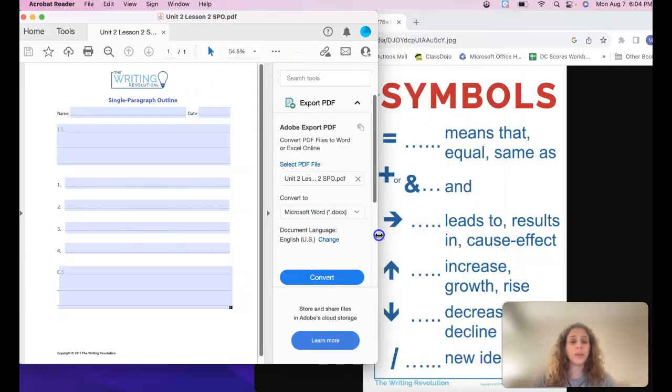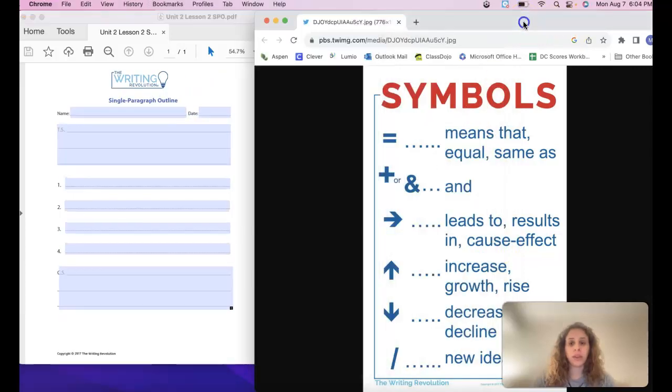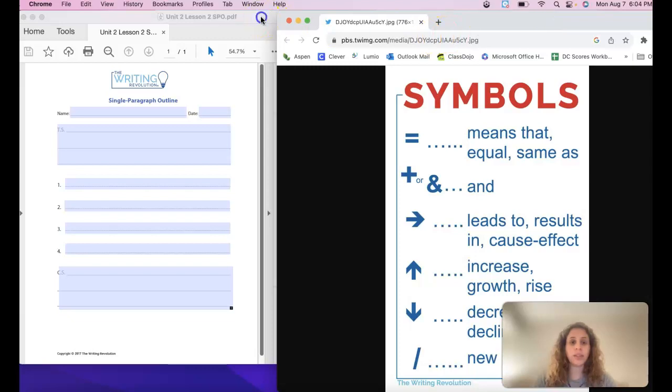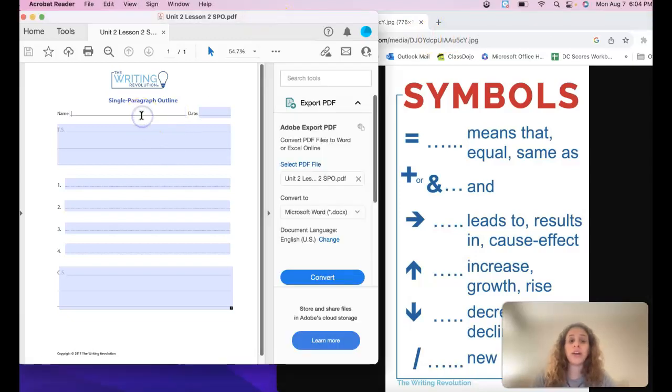Remember, your SPO is meant to be something that is quick and easy. You are not supposed to write out full sentences in your SPO. You don't want to spend too much time writing out full sentences and then copying those sentences onto a sheet of paper, because that kind of defeats the purpose of what this SPO is for. This SPO is not supposed to be time consuming, and it's supposed to help you organize your work.